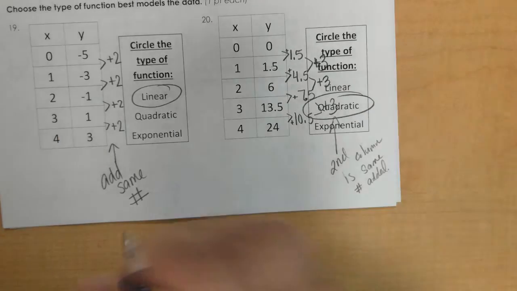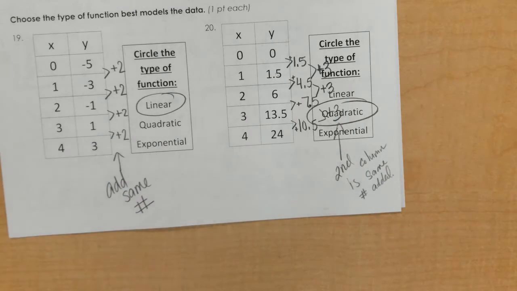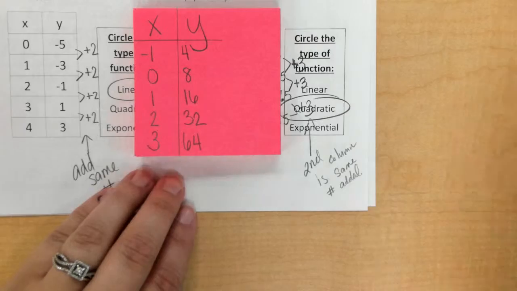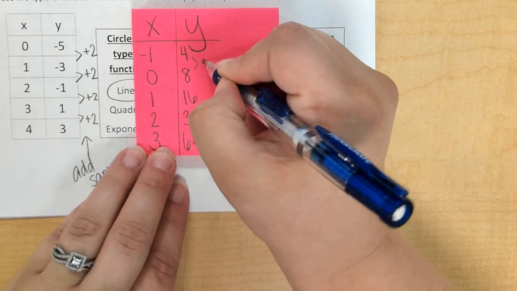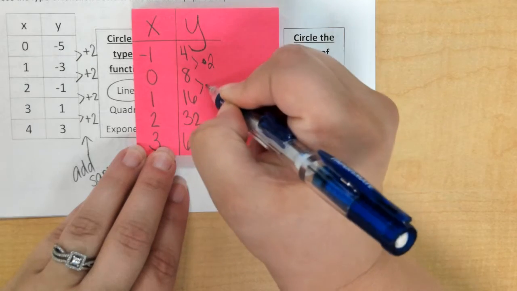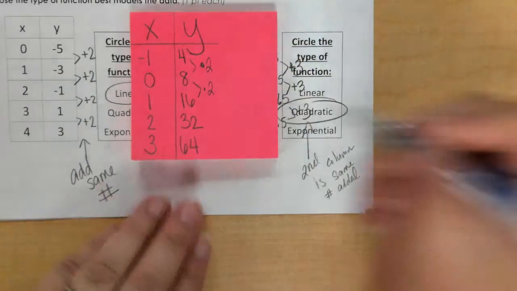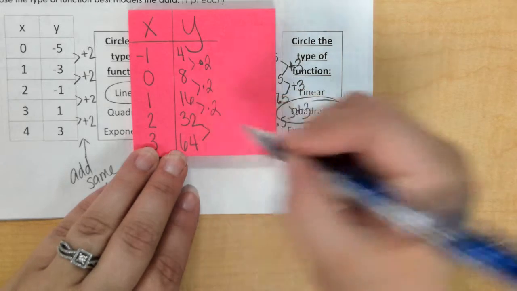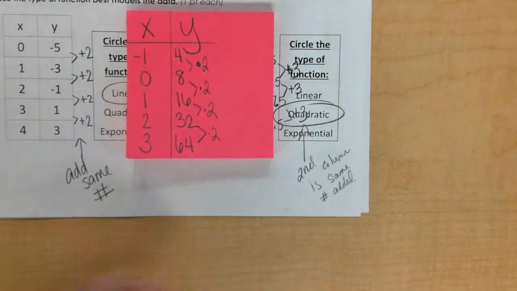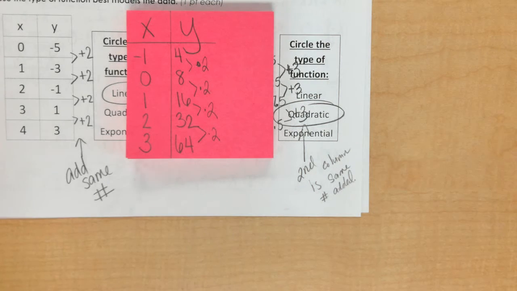Okay? But I also think you need to see an example of an exponential function, so we're going to just do a quick example. So from 4 to 8, we could either add 4 or we could multiply by 2. So let's try multiplying by 2. 8 times 2 is 16. Sorry, 16 times 2 is 32. 32 times 2 is 64. Since we multiplied, that would be exponential.